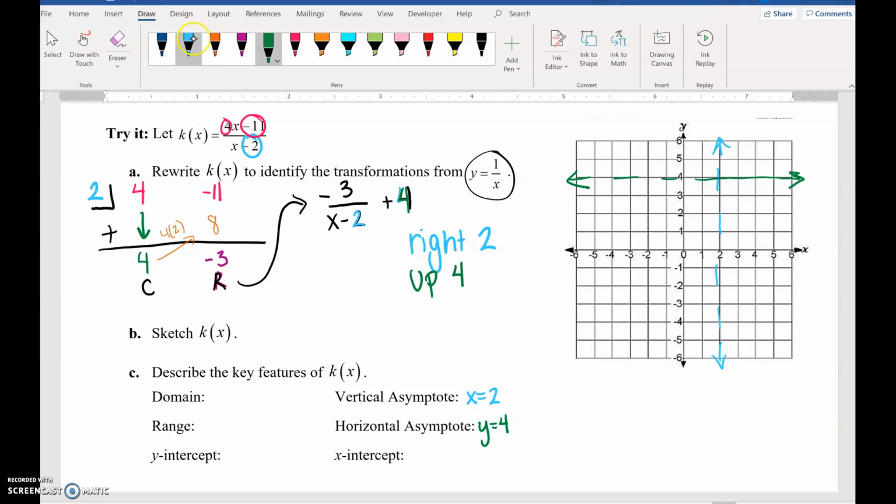Okay, and then I want to make sure there's nothing else there. Well, there's a negative here, and that means it reflects over the x-axis. And then I also have a 3 here. There's all sorts of transformations going on here, so I also dilate by 3.